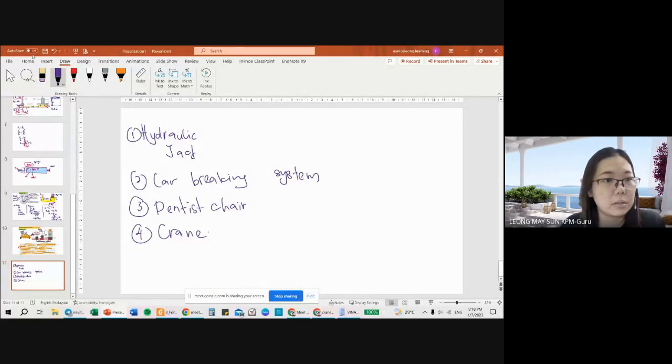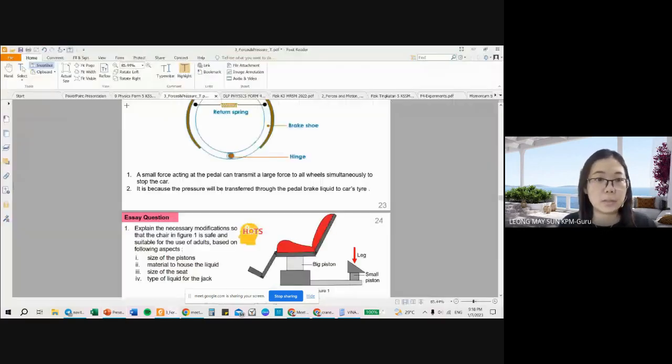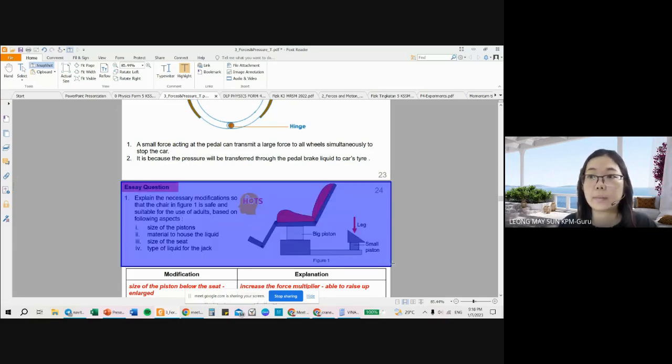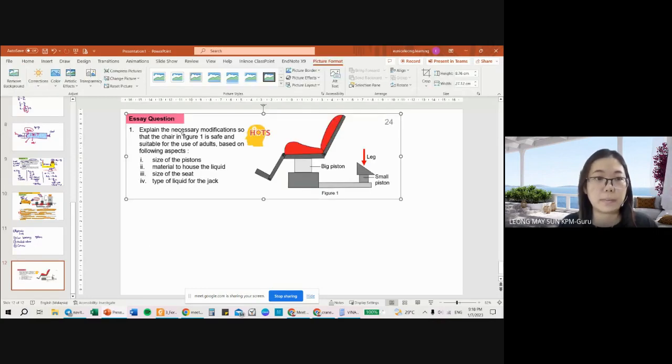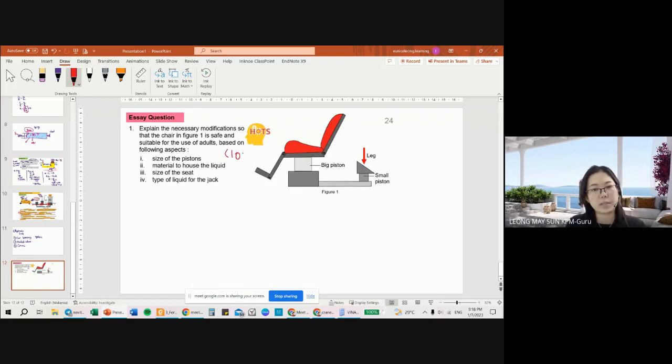Let's talk about the chair. Very quickly, because I know that we are almost done already. Let's talk about the aspects here. There are four aspects. As Puan Liao says, usually this is a 10-mark question. If it's a 10-mark question, look at the characteristic that's being used. She did mention previously that we have to make sure what the mission is. So the mission here is to explain the necessary modification so that the chair is safe and suitable for use of adults.